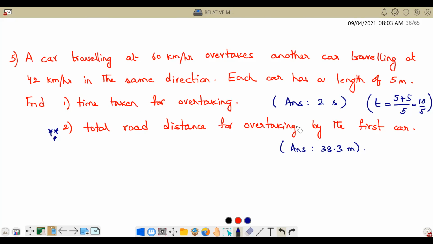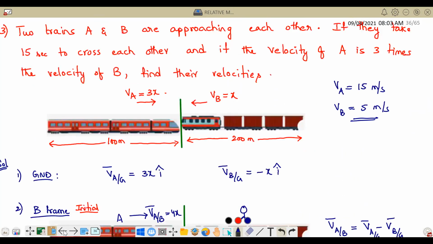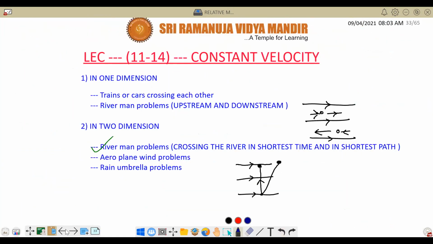So with that, we have finished constant velocity in one dimension, trains or cars crossing each other, constant velocity models. Next class we'll see a very interesting model called river-man problems, in one dimension and in two dimensions. On Monday we'll see one dimension, which is just upstream and downstream. Two dimension is crossing the river. This is very interesting, but for understanding this, you first have to understand the basic terminology, then you can solve any problem in this model.